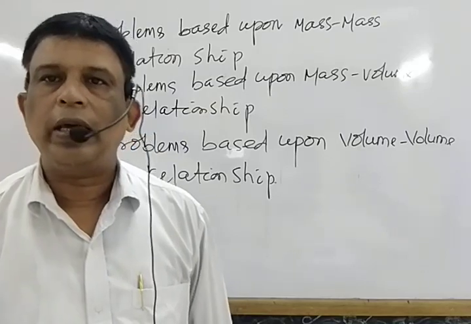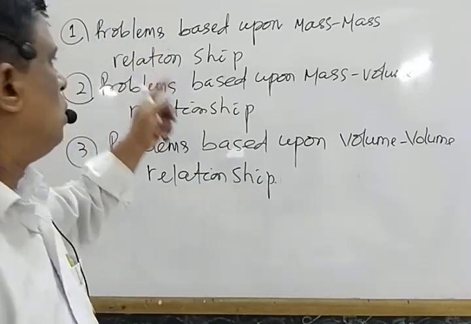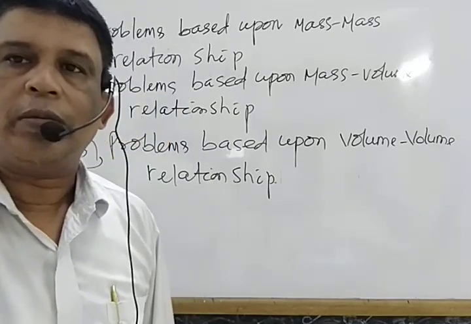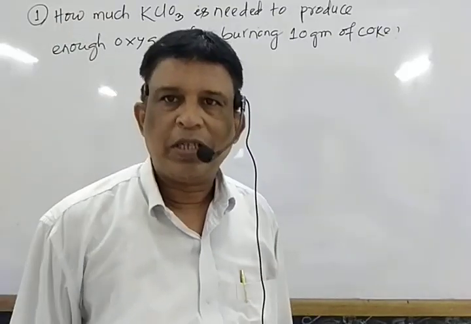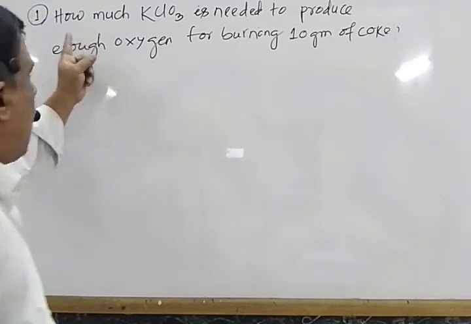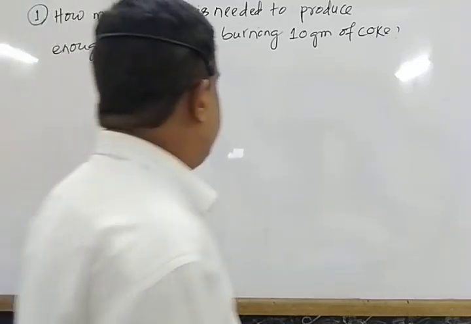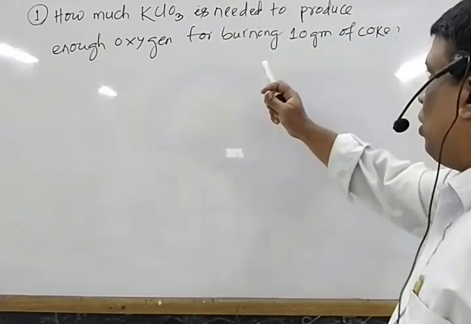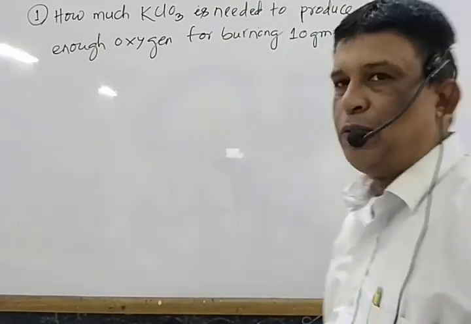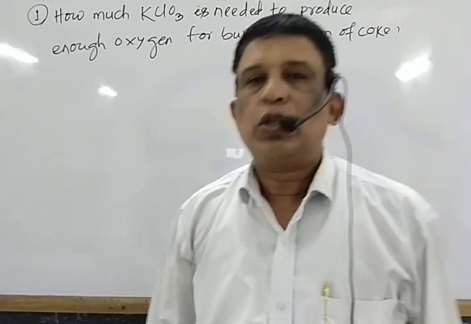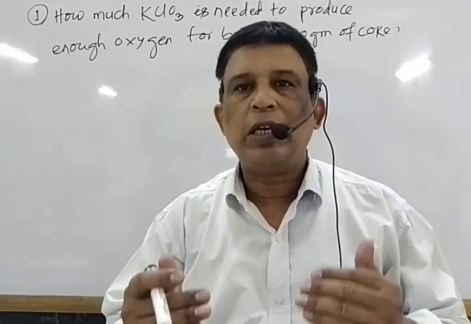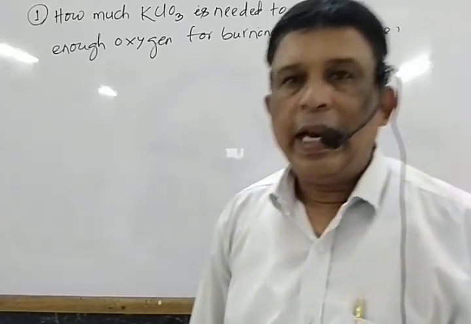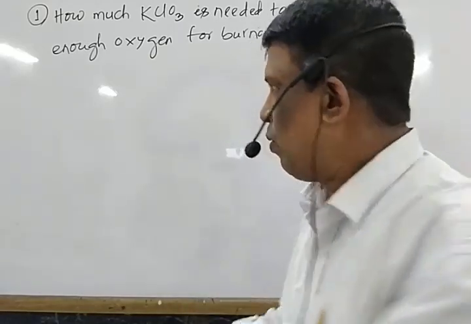So let us apply. First, we go through the problem based upon mass relationship. Mark the question. What is the data given? How much potassium chloride is needed to produce enough oxygen for the burning of 10 gram of coke? So we solve this problem in two steps. First one is burning of 10 gram of coke. Mark the equation.